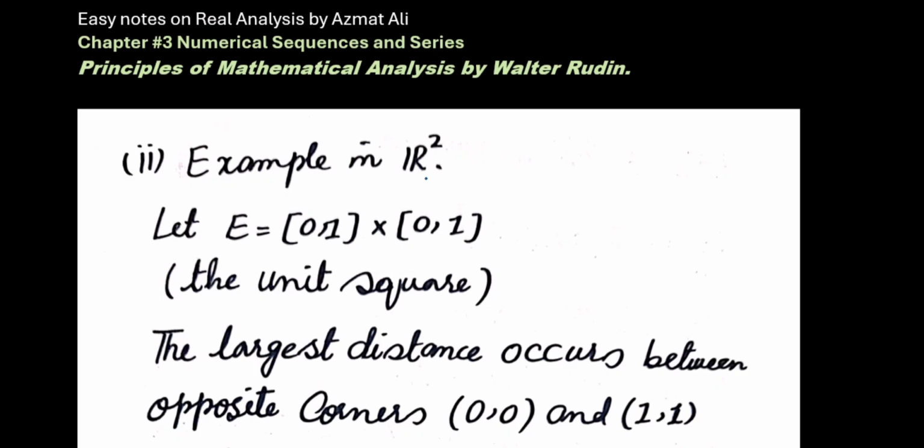Next example I am taking from R square. Let E be the cross product of two closed intervals, [0, 1] cross [0, 1]. Geometrically, if you observe, this is the unit square. You can draw it here.